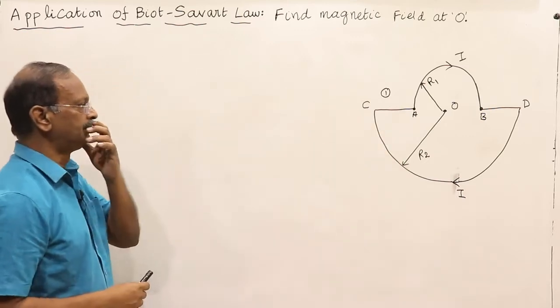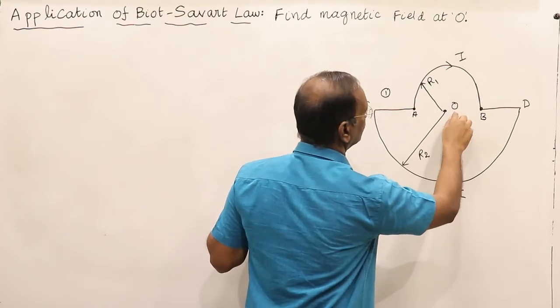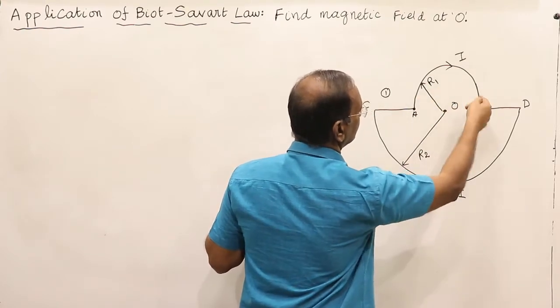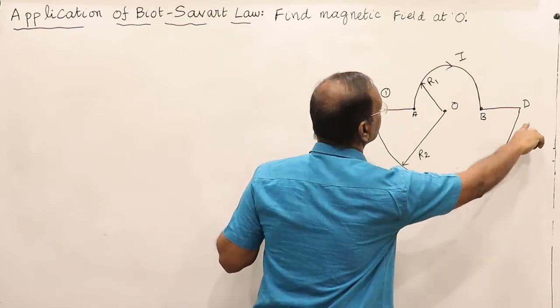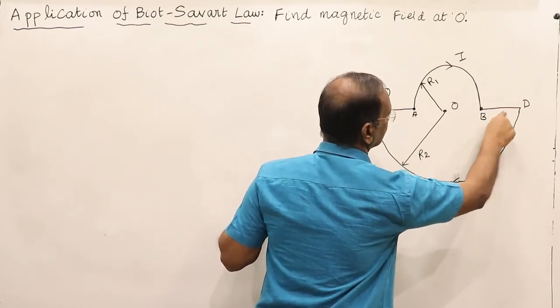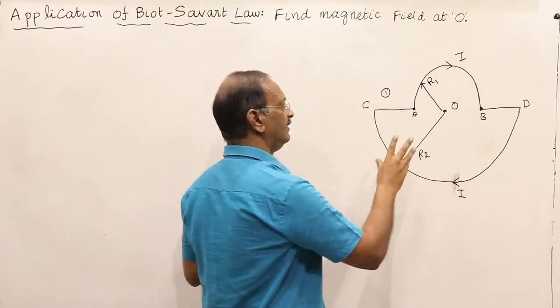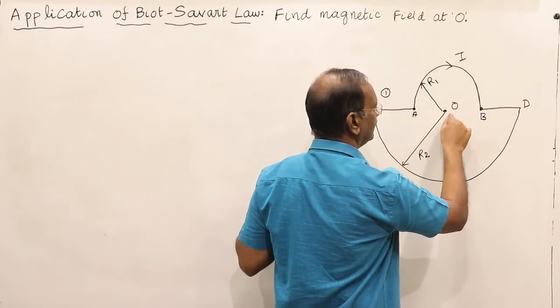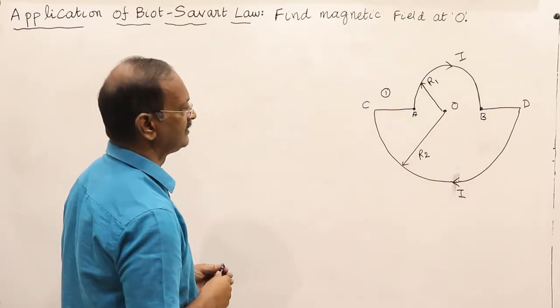In this example, it is required to find the magnetic field at O due to this semicircular current element, this straight current element, another semicircular element and another straight element. There are 4 elements, all creating a magnetic field at this point, that we are interested in finding.